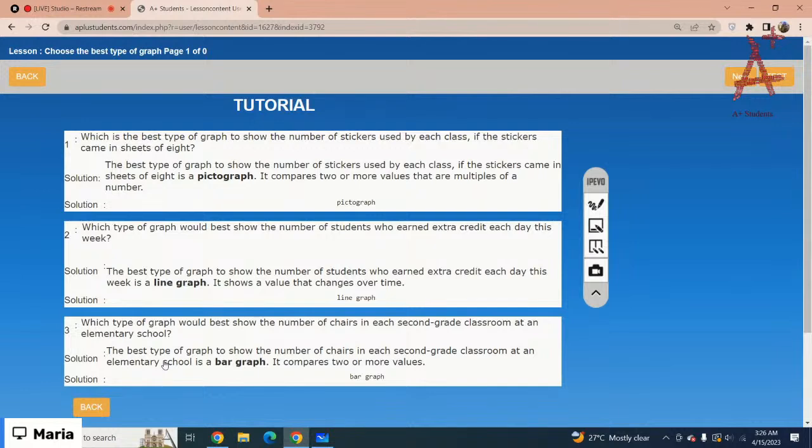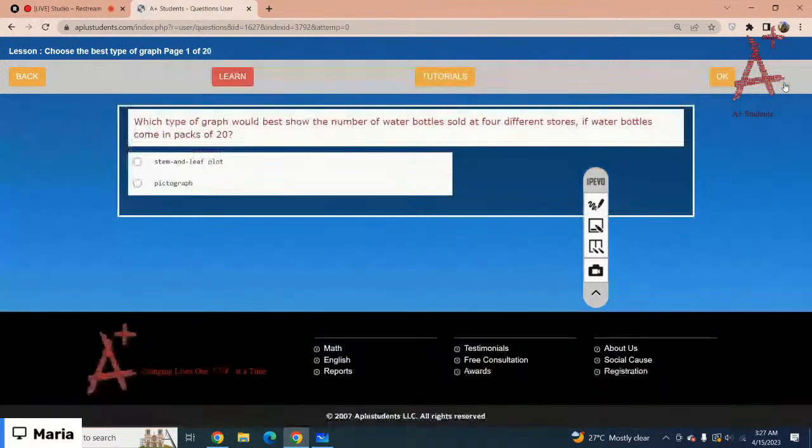Got it? So let's just start with the test questions. Which type of graph would best show the number of water bottles sold at four different stores, if water bottles come in packs of 20? So which graph is best? Stem and leaf plot or pictograph?